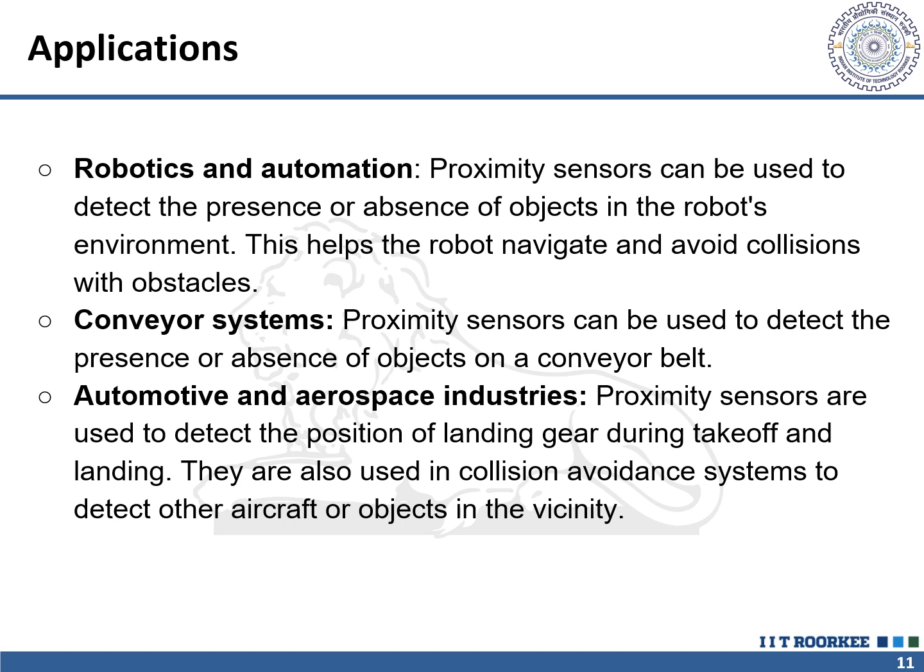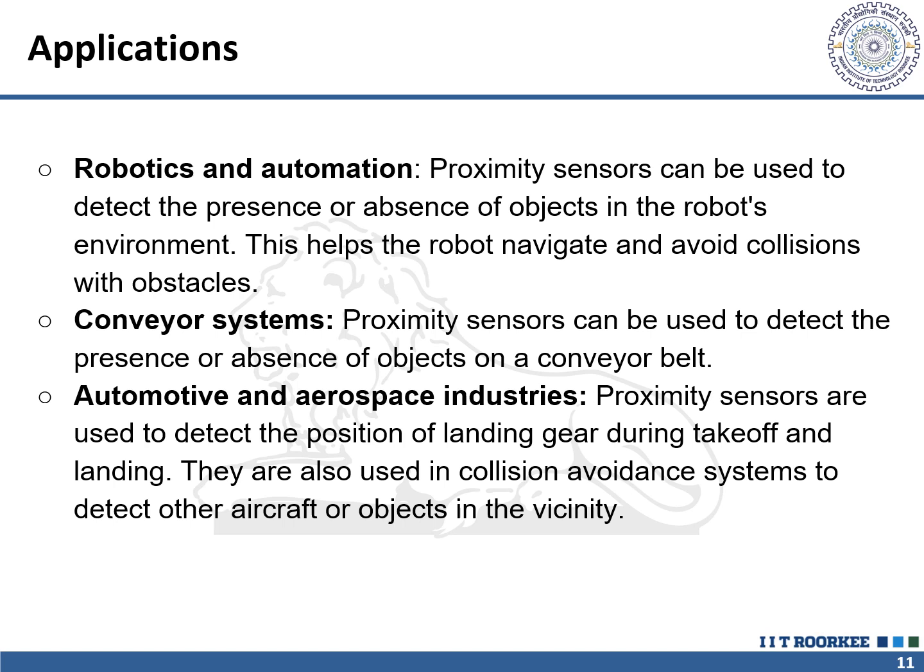Now we will see the applications of proximity sensors. The first one is robotics and automation. Proximity sensors can be used to detect the presence or absence of objects in the robot's environment. This helps the robot to navigate and avoid collisions with obstacles.